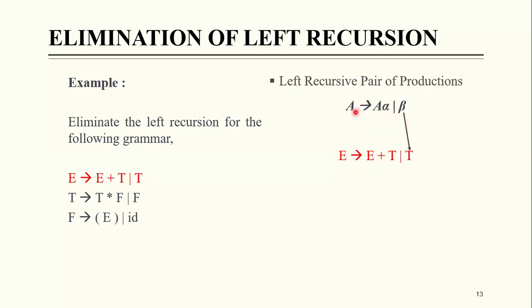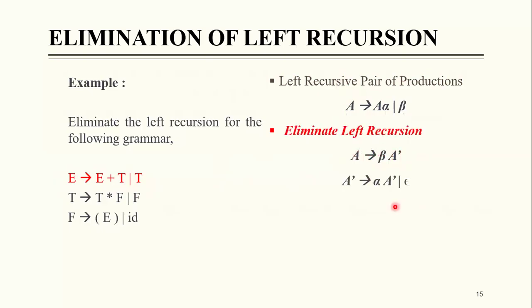Simply we can say that if the left hand side non-terminal and the first non-terminal on the right hand side are the same, we can conclude that it is left recursion. Then we need to avoid the left recursion. So finally, the first production is in the form of left recursion, so we need to eliminate the left recursion.